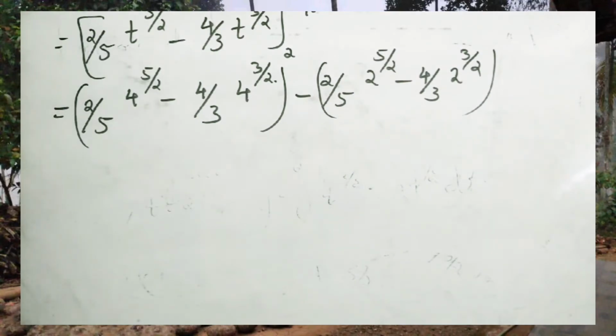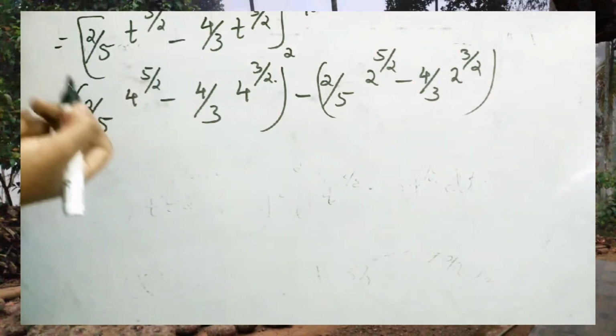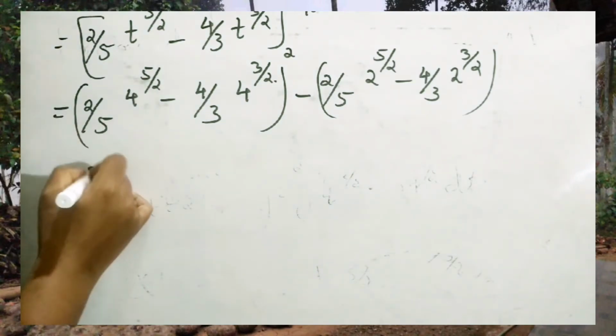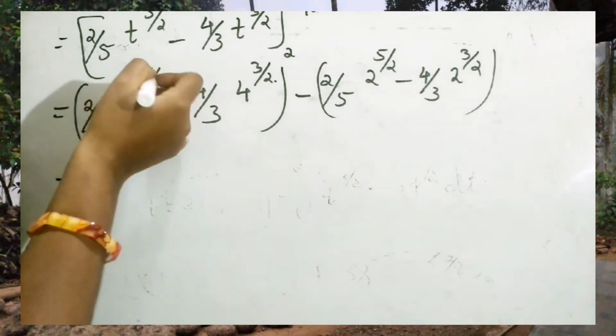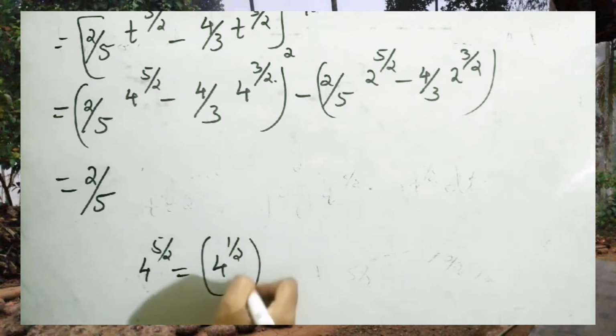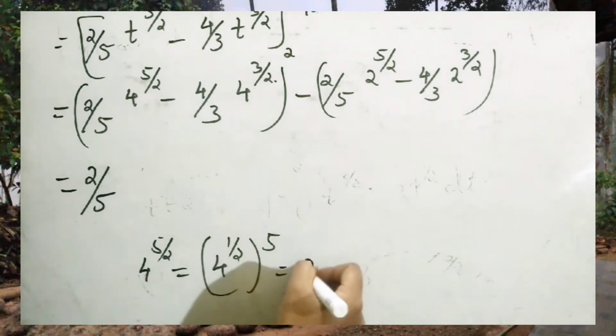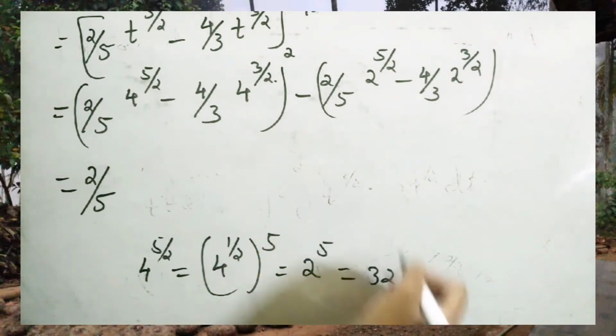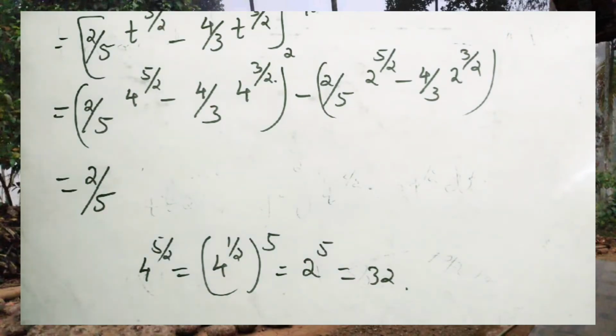If you substitute the upper limit and lower limit, we will get like this. And what is this 4 raised to 5 by 2? We can split it as 4 raised to 1 by 2 all raised to 5. And 4 raised to 1 by 2, the square root of 4 that we know, that is 2. And this is 2 raised to 5, and 2 raised to 5 is 32. So this is 32.